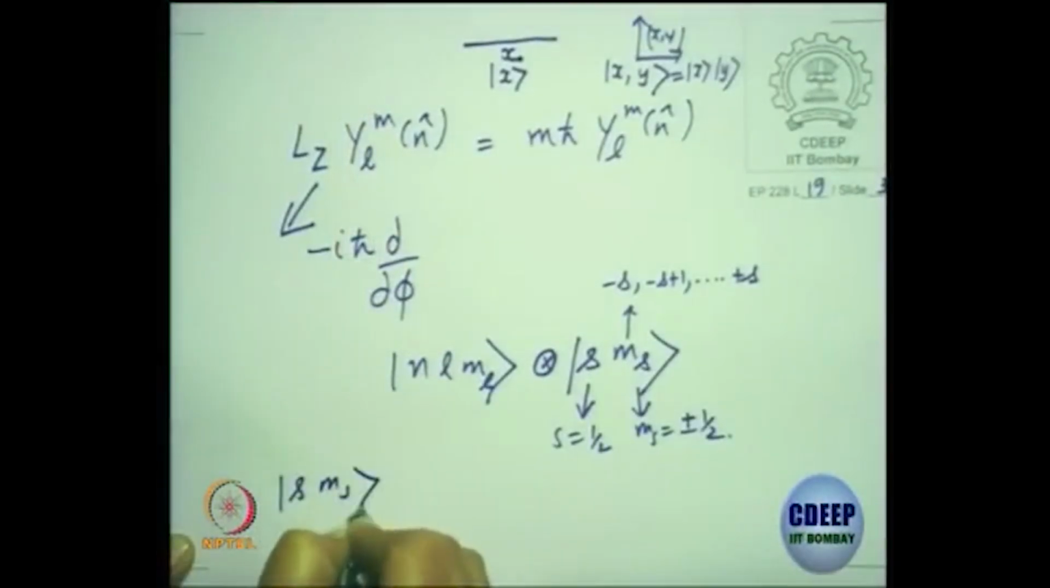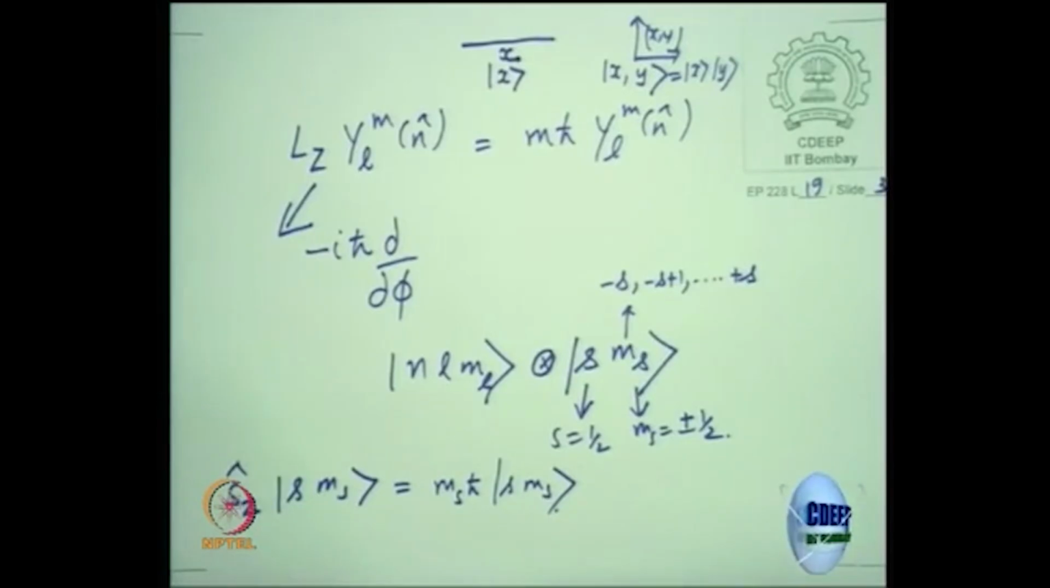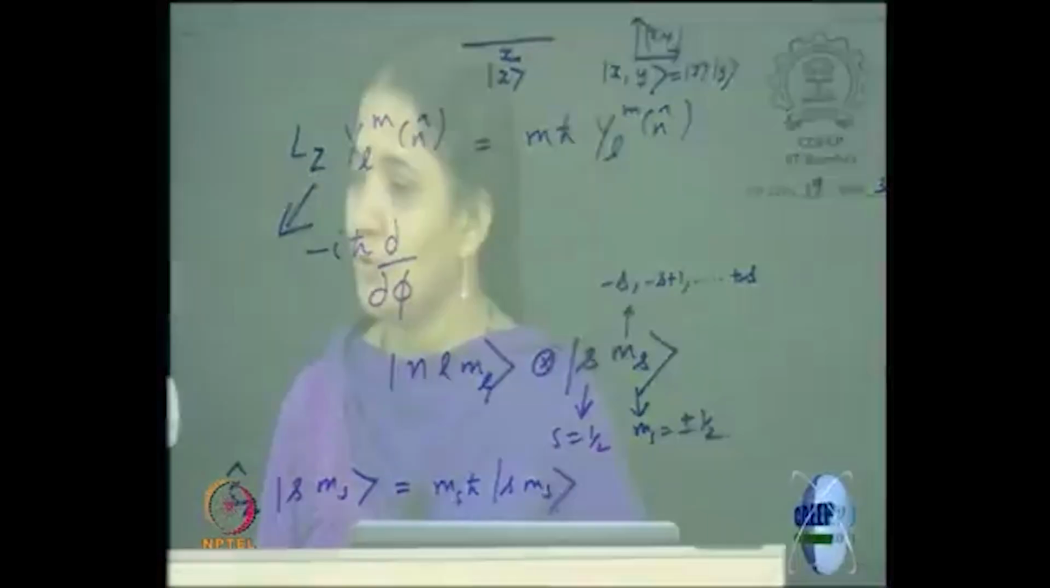Just like your orbital quantum number, the properties of the spin quantum number are exactly similar. This is ad hoc. In non-relativistic quantum mechanics, we are just saying that if you have an S and an MS, there is an SZ operator which will give me MS ħ times the state S, MS. Exactly like the orbital quantum number, I want my spin quantum number to be here.